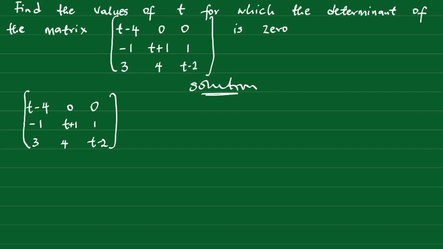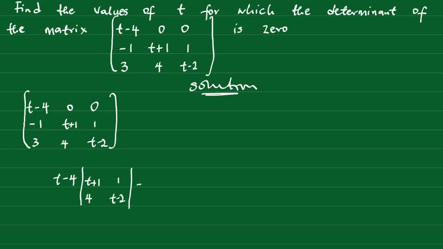Now we proceed as if we're looking for the determinant of the matrix. So we'll take the first element there, which is in row 1, column 1. That's t minus 4. I'll find the determinant of the other part of the matrix, other than row 1, column 1. So the other part of the matrix is t plus 1, 1, 4, t minus 2.